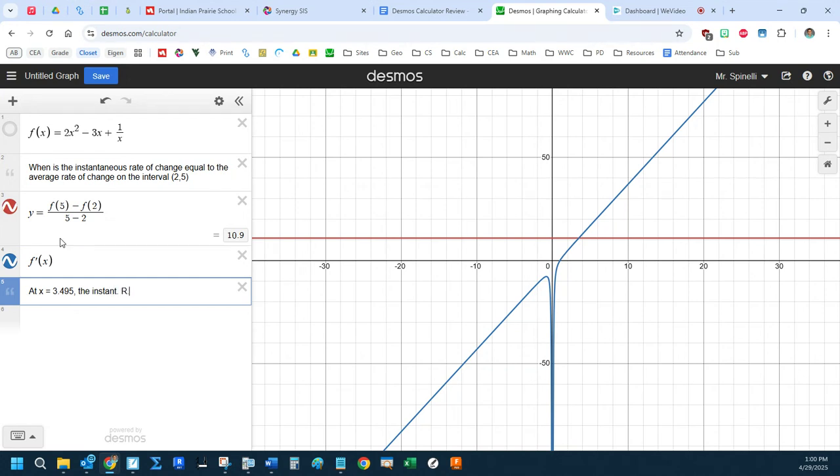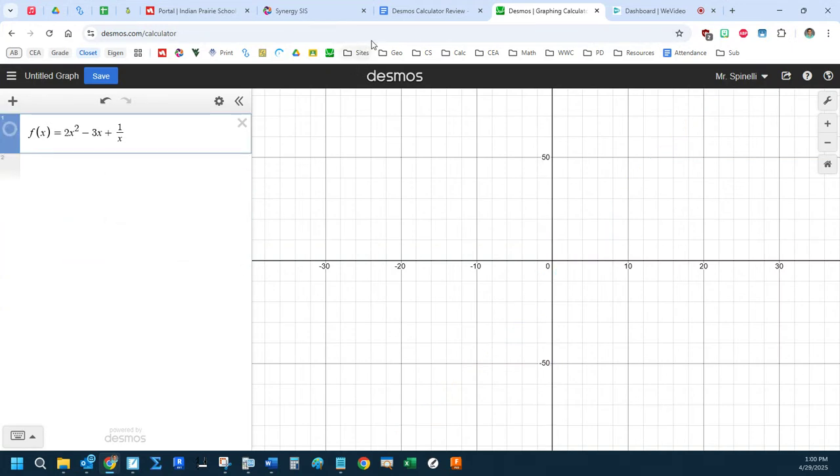I'm going to abbreviate, but do not abbreviate like this on your test. The instantaneous rate of change, or f prime of that, is equal to, and I would copy and paste that in there. Again, do not abbreviate like I've just done. This was more likely to show up on multiple choice, and you're probably not going to have a calculator, but if you do have a calculator, this is what you would do.